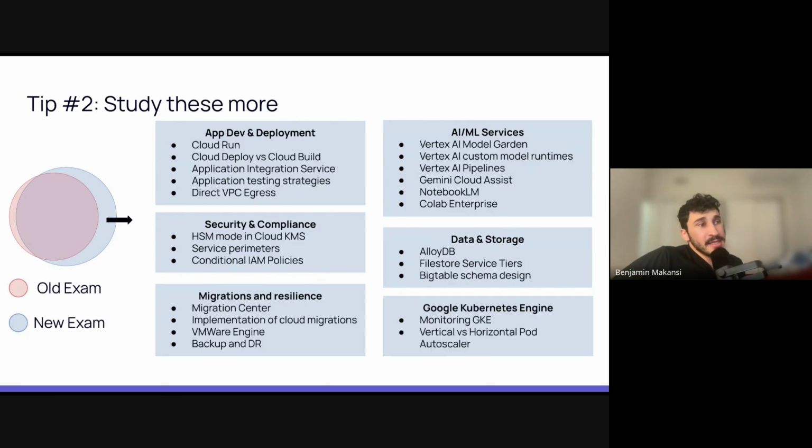And then we've got Kubernetes Engine. This is something that has kind of always been available, but it's just being emphasized a bit more. So monitoring GKE, different ways of monitoring GKE to track the health and performance of your clusters, and then knowing when to use vertical and horizontal pod autoscaler is also important.